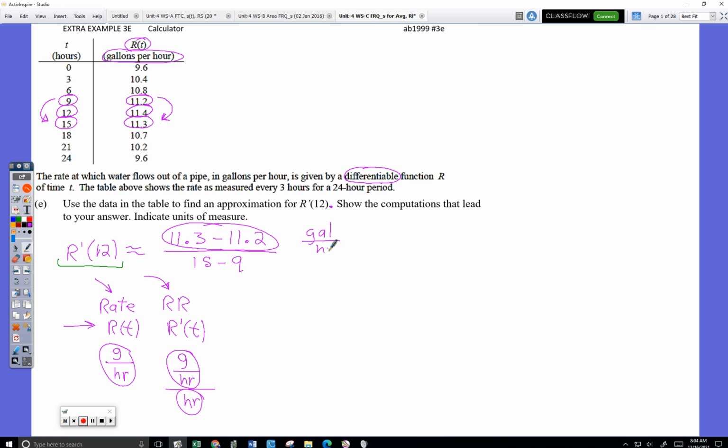2 points for Charlie, one if your hand was raised. What are the units of the denominator? Here we go, Naomi. 2 for Naomi, 1 if your hand was raised.